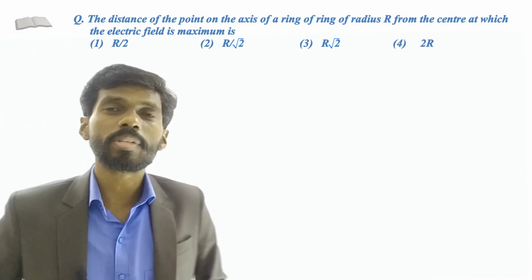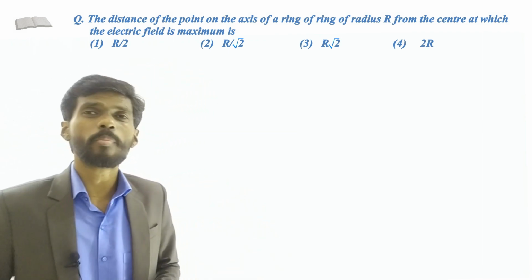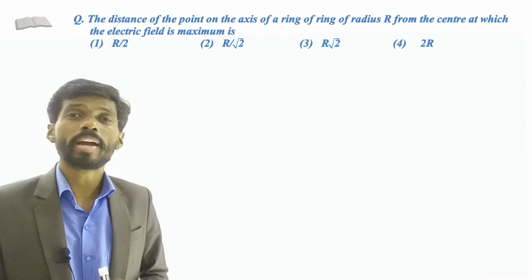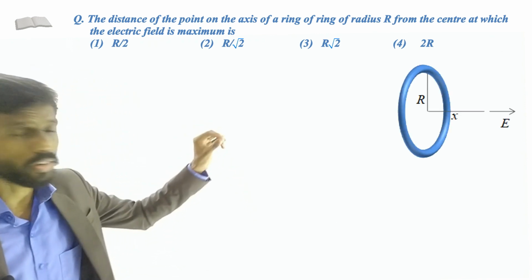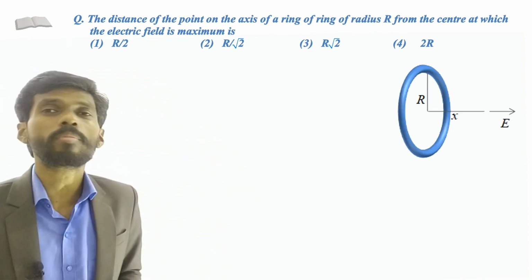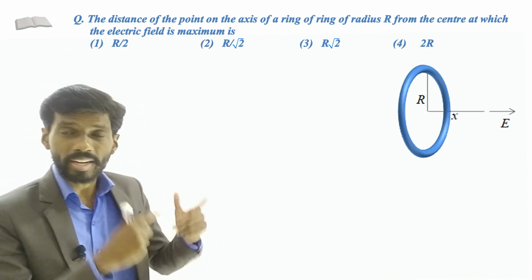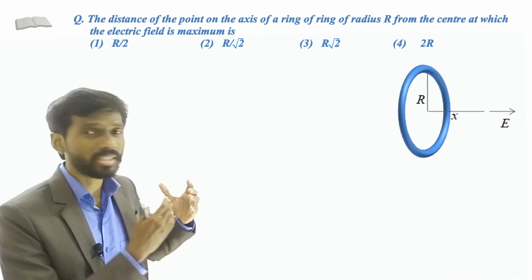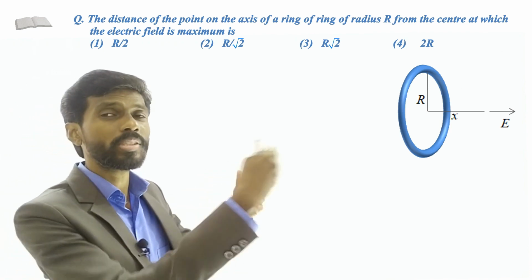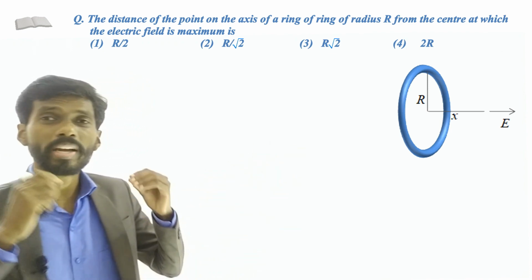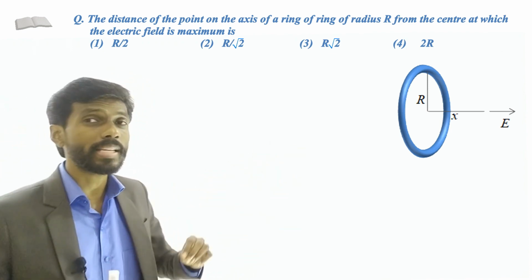We have done questions of this type in Coulomb's law and electric field due to point charge. The same type of question, we need to find the maximum electric field at a point on the axis of the ring. So we have the formula for the electric field due to a ring on its axis. This is the variable electric field, because at different points the electric field will be different. Now we need to find the point at which the electric field is maximum.